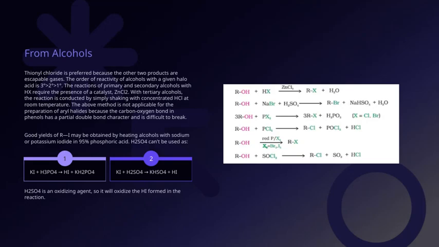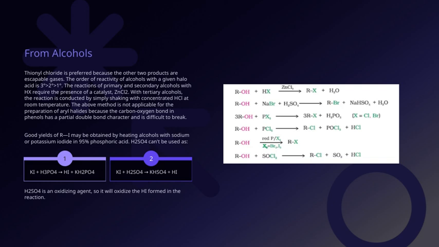Let's take a closer look at these reactions involving KI and acids. When KI reacts with sulfuric acid, the reaction produces potassium hydrogen sulfate and hydrogen iodide. Since sulfuric acid is an oxidizing agent, it actually oxidizes the HI formed during this process. Now, if we consider the reaction of KI with phosphoric acid, H3PO4, it produces HI and potassium dihydrogen phosphate.